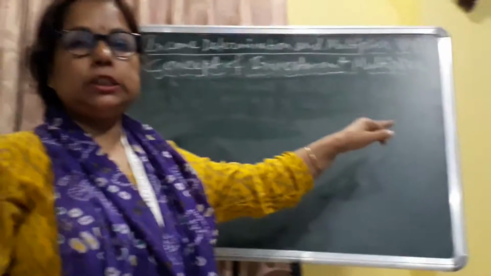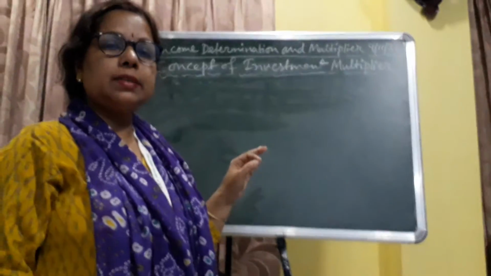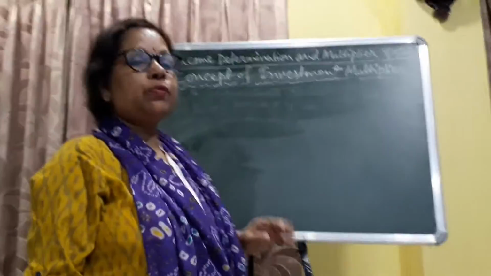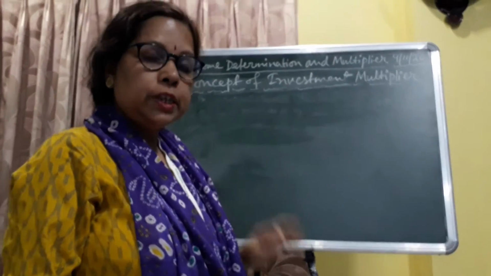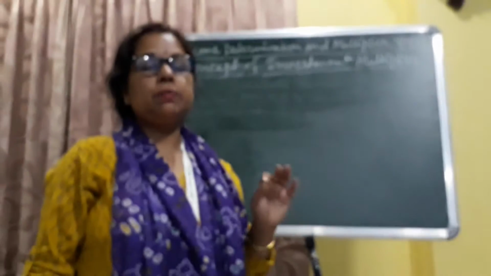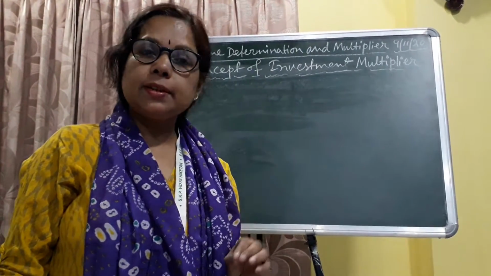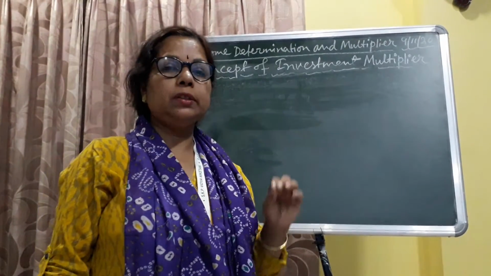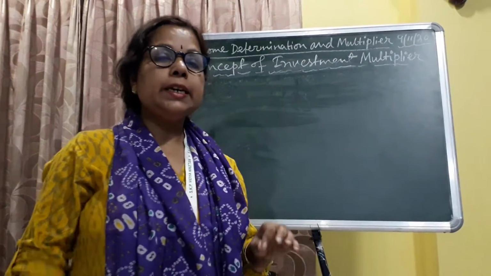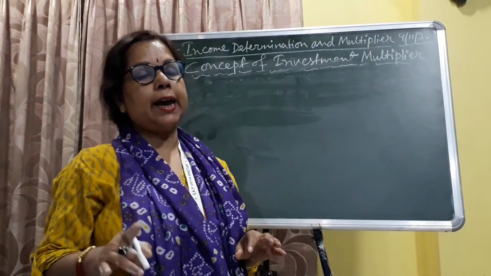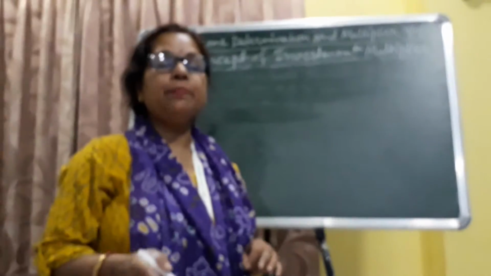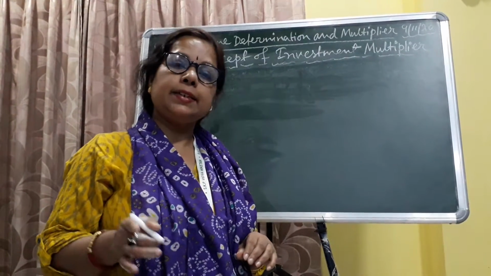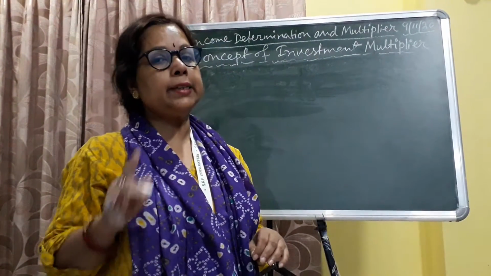Now next, the concept of investment multiplier. This is a very important concept, because with the help of this concept you have to calculate the numerical. So first of all you have to know the meaning. What is investment multiplier? Investment multiplier is the measure of the changes in the national income as a result of change in investment. In other words, investment multiplier is the ratio of the increase in national income due to increase in investment.